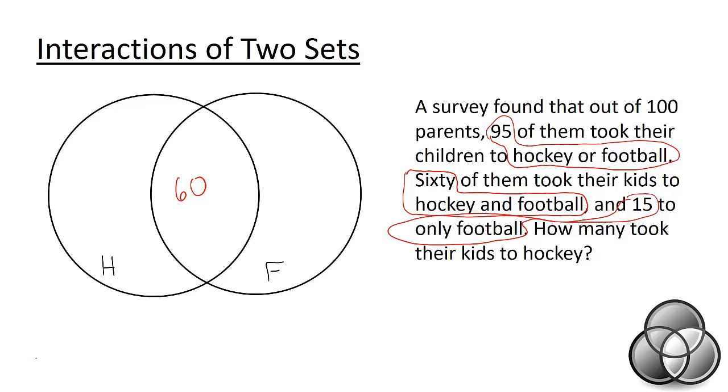Finally, 15 refers to only F. This is the far right portion of our Venn diagram. Again, this is only one shaded in region, so we should be able to fill that number in without any worries.